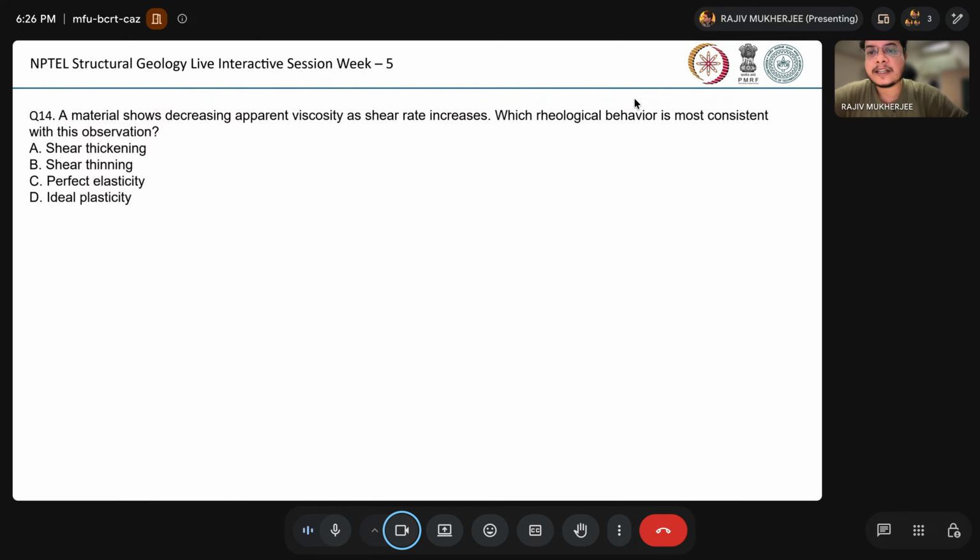A material shows decreasing apparent viscosity as shear rate increases. Which rheological behavior is most consistent with this observation? Option A, shear thickening. Option B, shear thinning. Option C, perfect elasticity. And option D, ideal plasticity. Right? So there are four different options. I will pause for a minute and let you think. It's a tricky question.